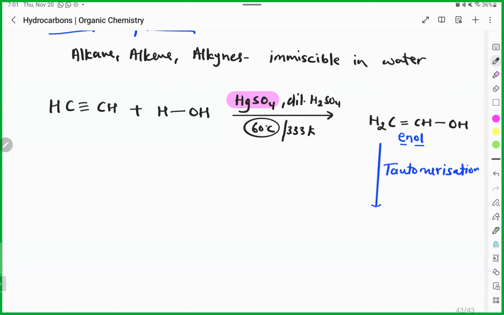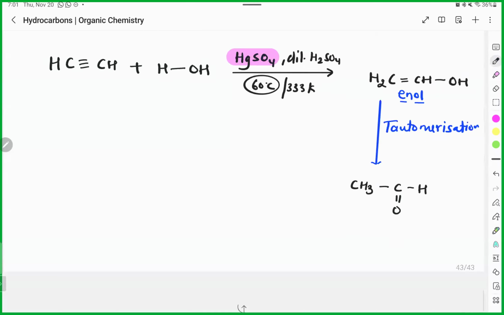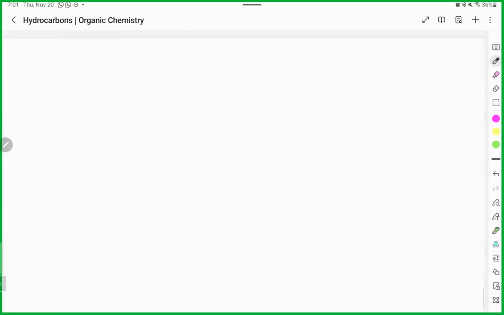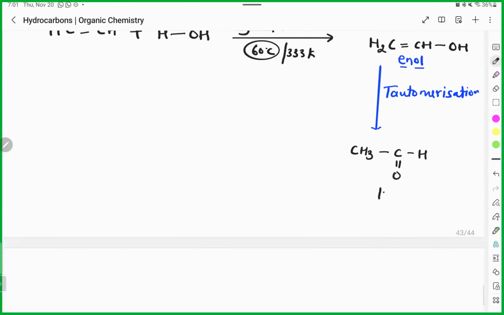How? Hydrogen will be shifted here. See, double bond. So this is the keto form. That was the enol form. So the enol form converts into keto, and the keto form converts into enol. That is tautomerization. That's why this is special. Very popular.